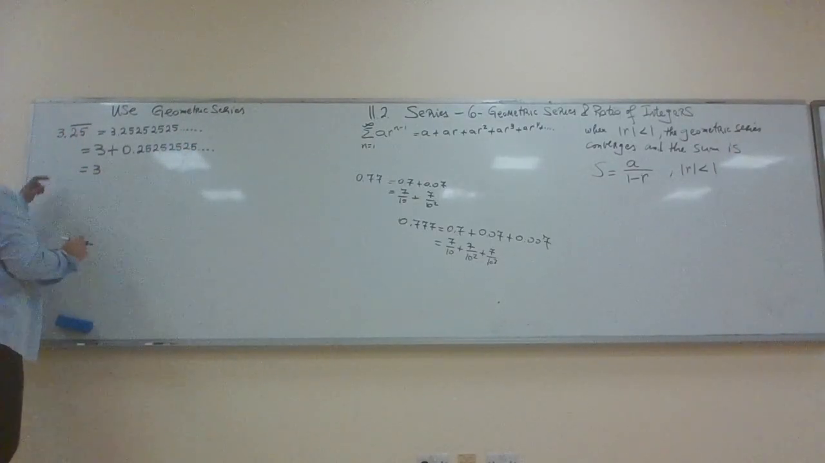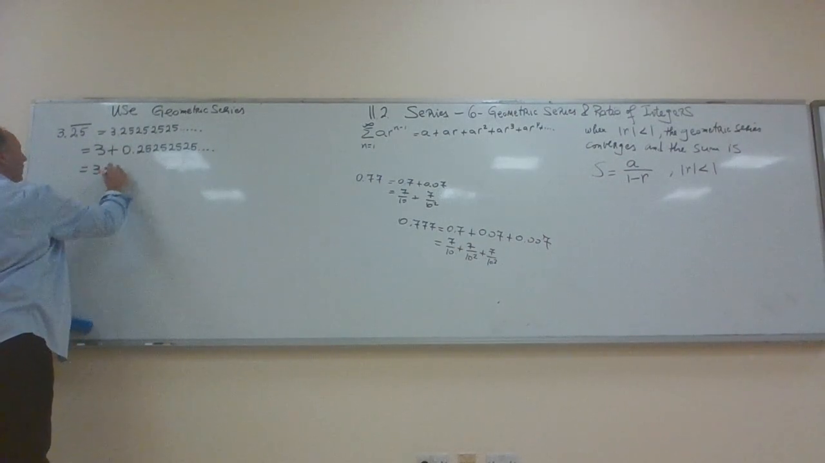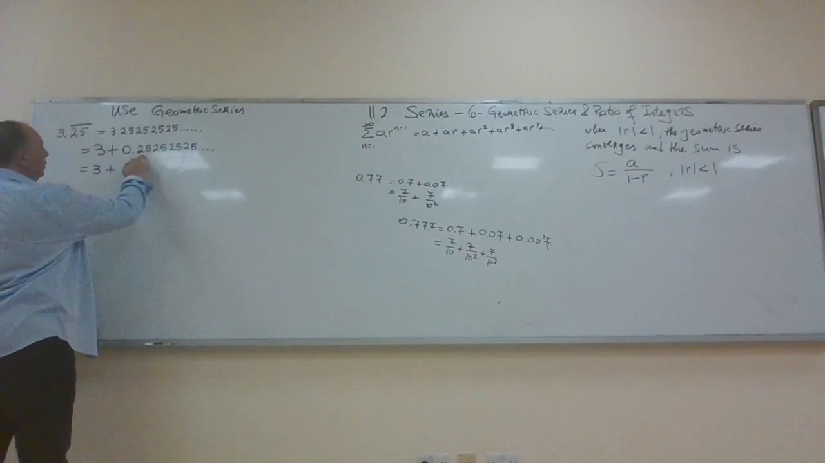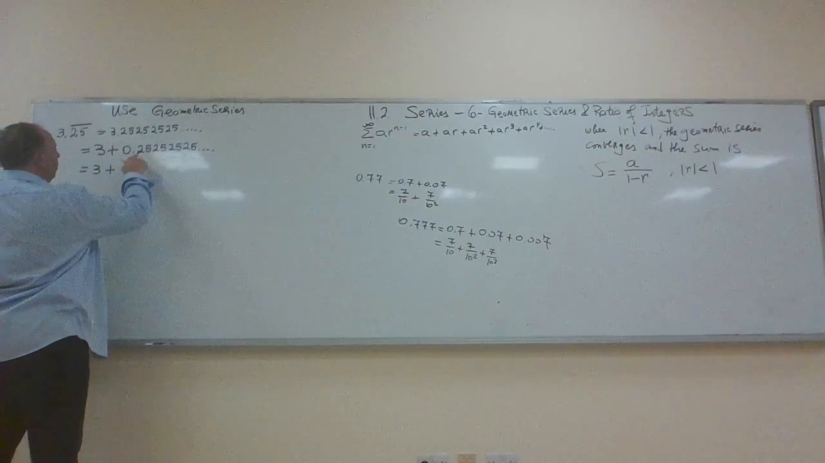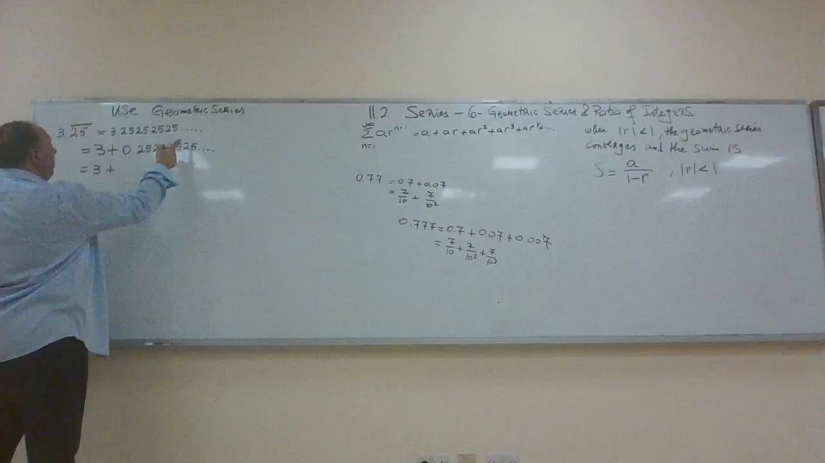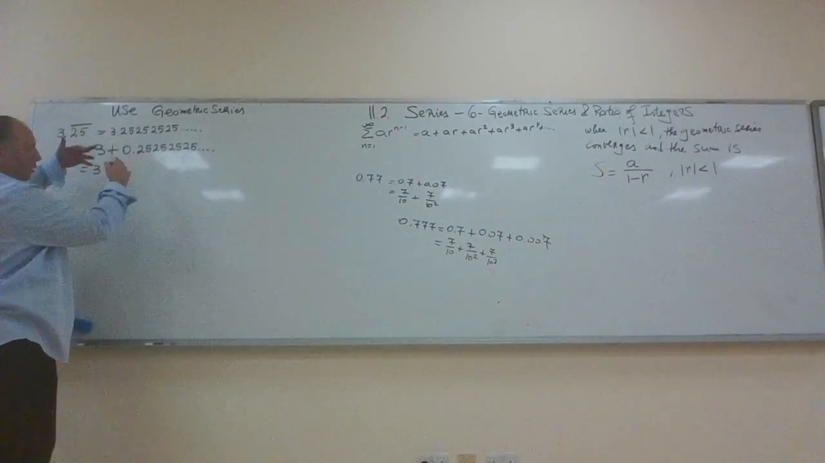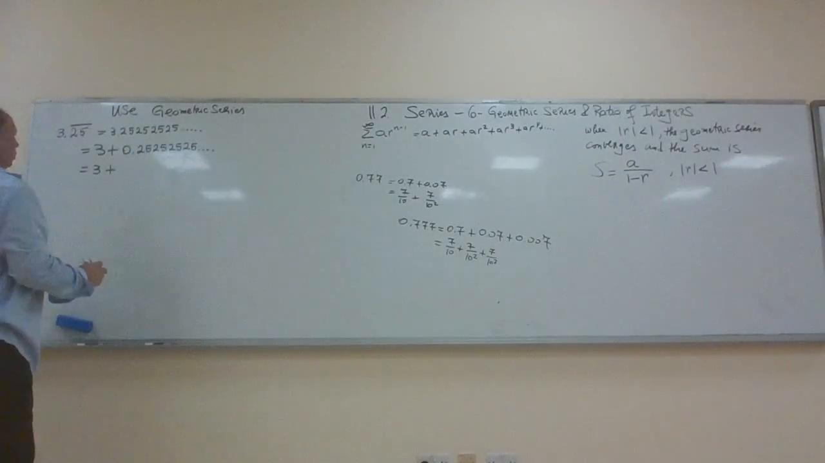So the 3 in itself is fine, we will keep it. This part here we will rewrite as a fraction and see what happens. So 2, 5 is what is repeated. So I have here 0.25 plus 0.0025 plus 0.000025. So if I want to write it this way, that's what we would do.